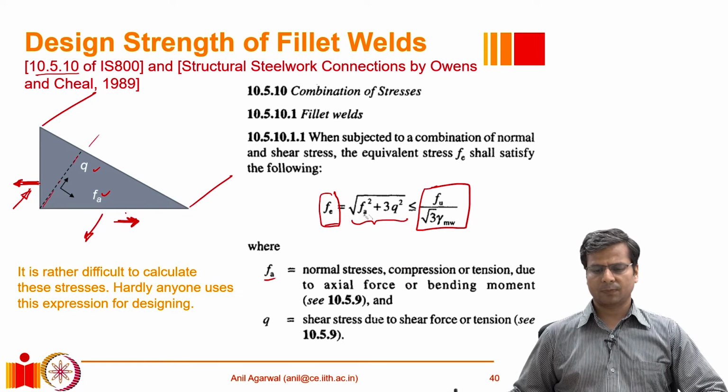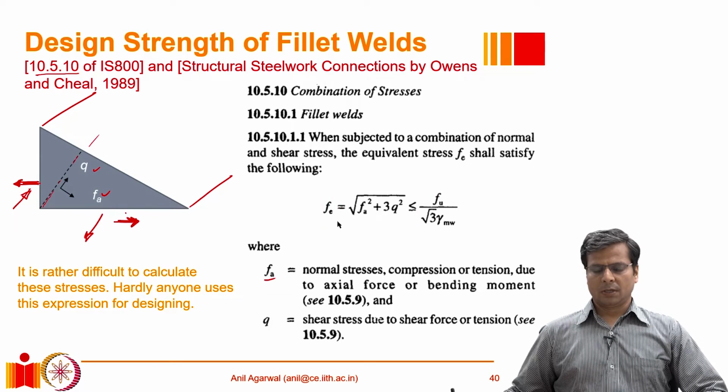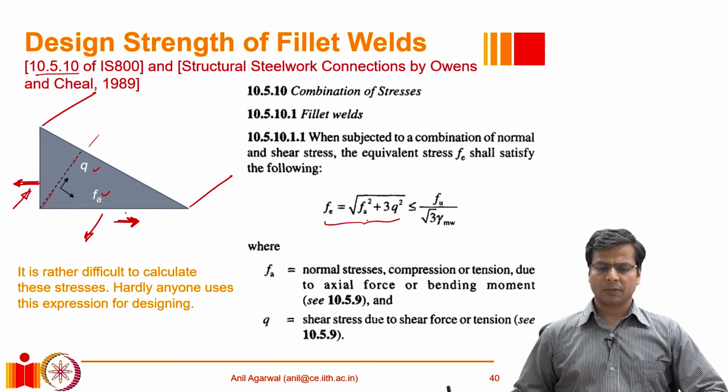But in any case, you calculate the effective stress and then you compare and make sure that this stress remains less than or equal to Fe divided by root 3 divided by gamma w. This is a method that has been discussed in quite a bit of detail. Various international codes have adopted a similar method, and a lot of discussion is available on this method in the book that I have mentioned here, Structural Steelwork Connections by Weld and Chill, 1989.